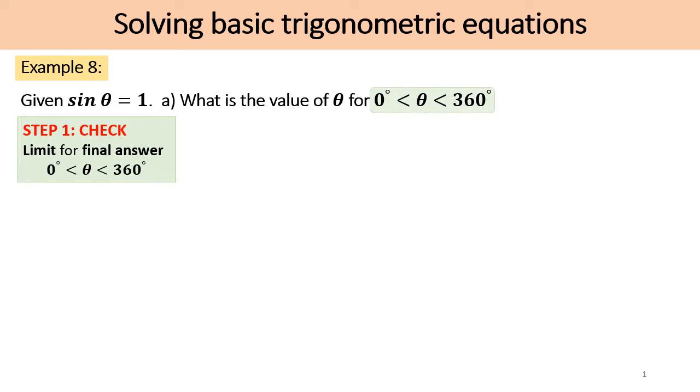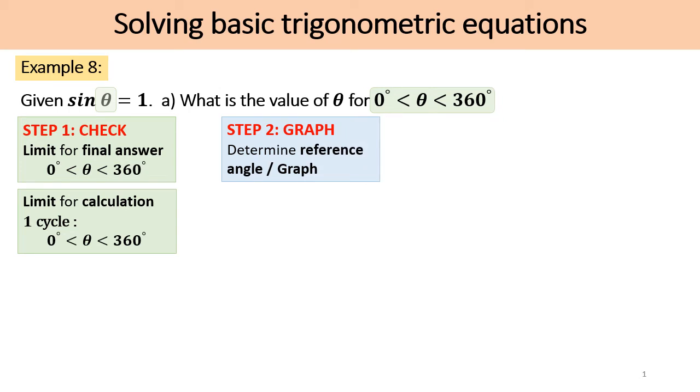For our calculation, we need to check whether our theta in the question, which is sine theta equals 1, is the same as the one given in the limit. So here we have sine theta, which is 1 cycle for theta. So our calculation will also use the limit from 0 to 360 degrees.